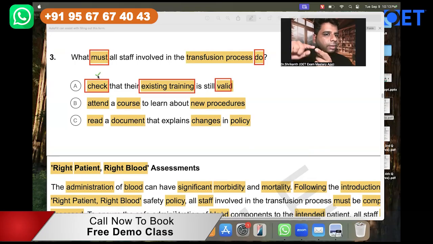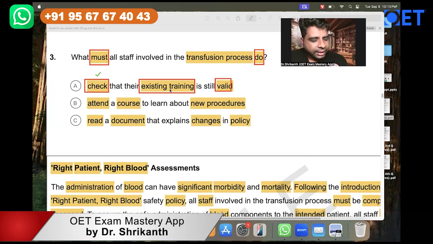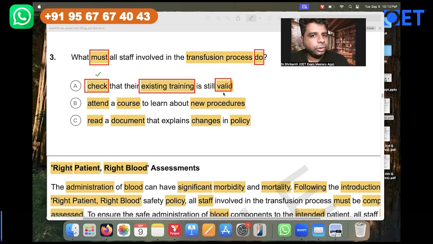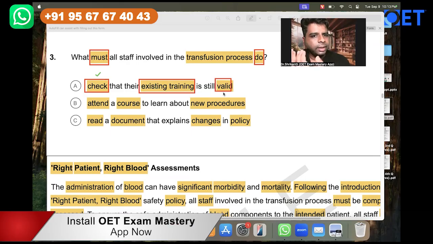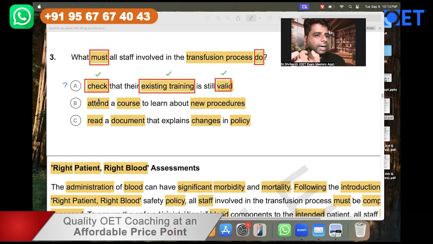What is the synonym that we're getting? Assessment. So they have to assess whether their existing training, which basically means their competency assessment, is valid. The validity is only for 3 years, so if it is expired, they have to renew it. The verb is mentioned, and using synonyms, the keywords are also mentioned. So it is highly likely that answer option A could be the right answer.